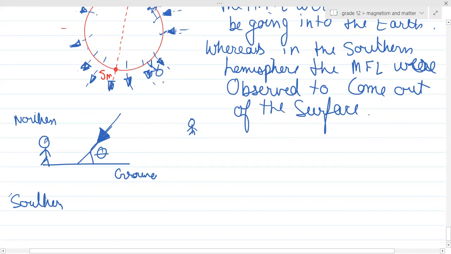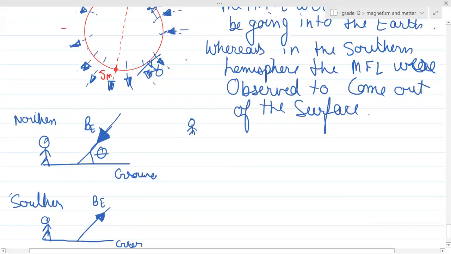Suppose you are standing like this in the southern pole. If I draw this, suppose this is your ground, you're standing like this, and then you'll observe that the magnetic field is coming out of the plane, out of the ground. So this is the difference between the northern and southern hemisphere.